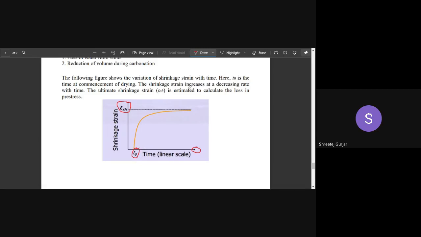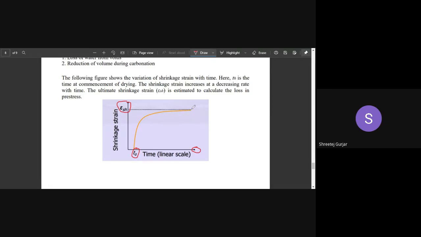So the shrinkage strain increases at a decreasing rate with time, same as creep, right? It starts to increase after T naught. You can see it is starting to increase, but it is not increasing continuously like this, which I have drawn. It has a decreasing rate with time. It will go on decreasing, and it will ultimately attain a stable value. That stable value is your ultimate shrinkage strain.